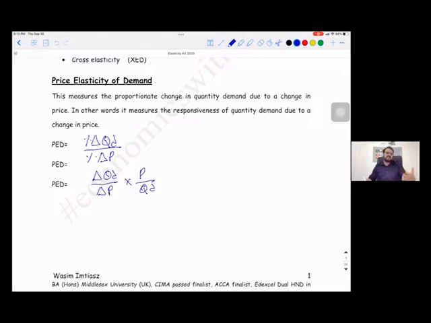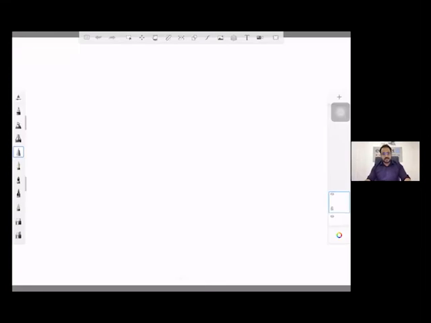That's the second equation. There's a third one which is not relevant, but in case you're studying elsewhere, that equation is change in quantity demanded divided by quantity demanded, multiplied by price over change in price. I recommend you use either the first equation or the second. The basic equation is percentage change in quantity demanded divided by percentage change in price. Done.